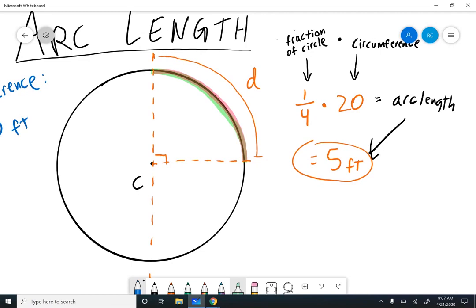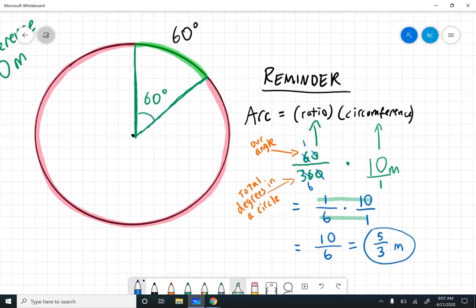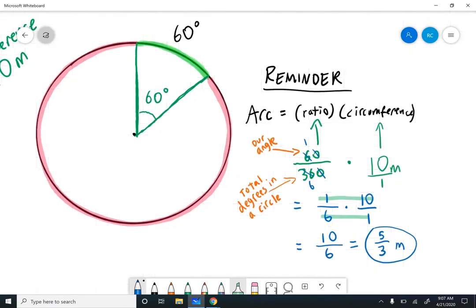You already know that if I wanted to know what percentage of the circle I've got, I would take the number of degrees I have, which is 60, and divide it by the total number of degrees, which is 360. So just take those two ideas that you already know and literally multiply them together.